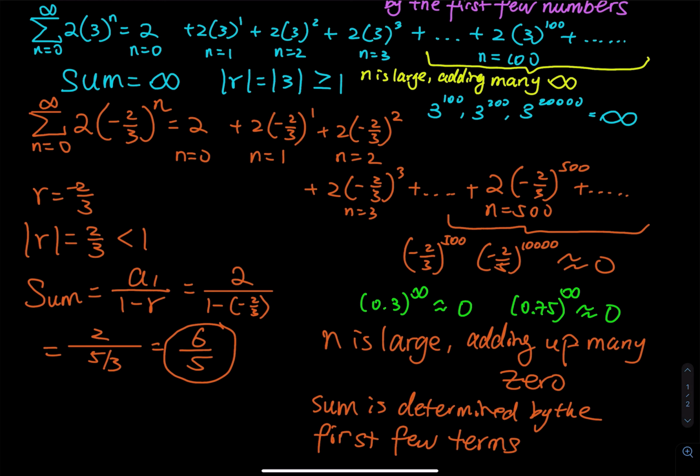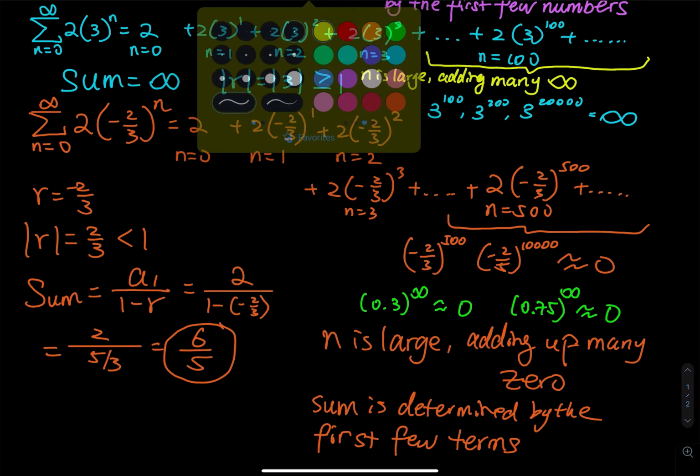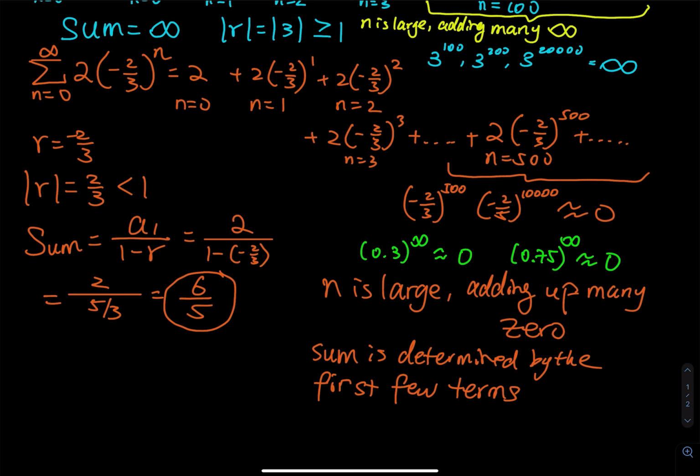Okay, let's talk about the next problem. Let's pick a different color. Let's pick a yellow. So this one is the summation, n equals 0 to infinity, of 0.8 raised to the nth power. Okay, so we don't have a number in front of that. You can treat the number in front of the parenthesis as 1.